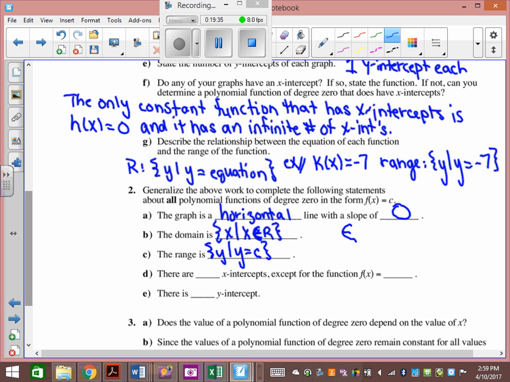There are how many x-intercepts? How many times did it cross the x-axis? That flat x-axis. If it was 3, did it ever cross the x-axis? No. If it was negative 6, did it ever cross the x-axis? No. There are 0 x-intercepts except for the function f of x equals what? What was the one where there was infinite x-intercepts? 0.